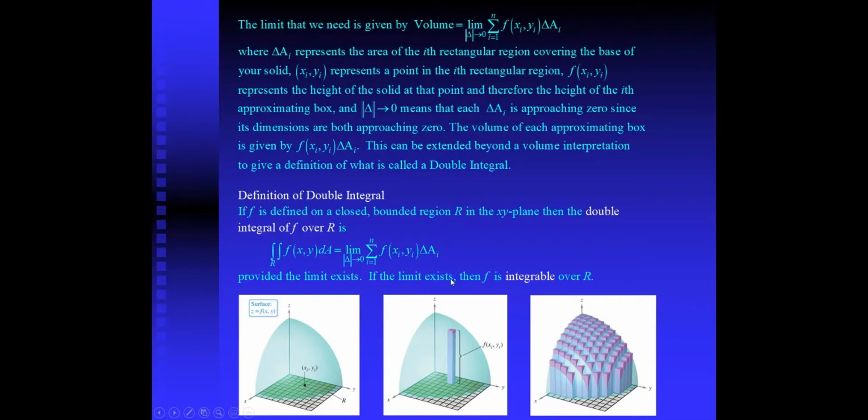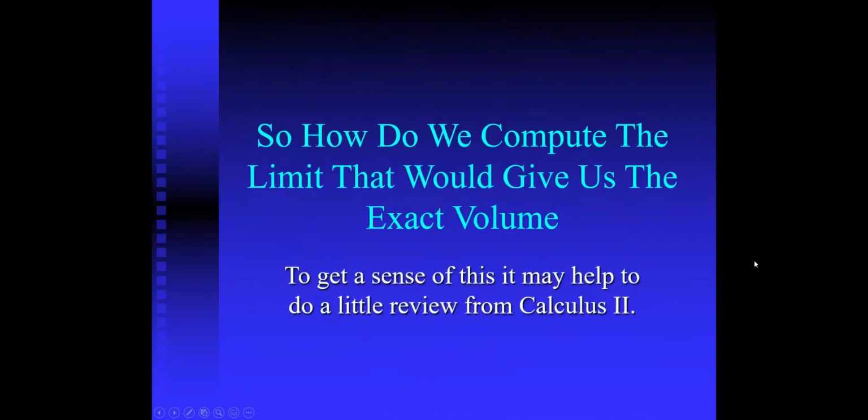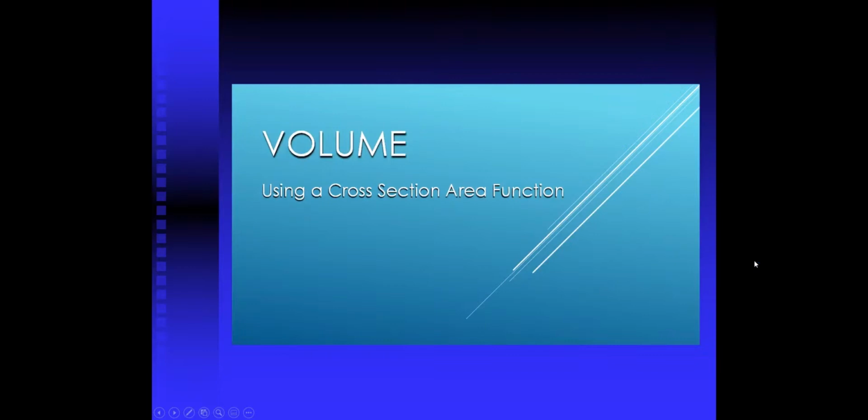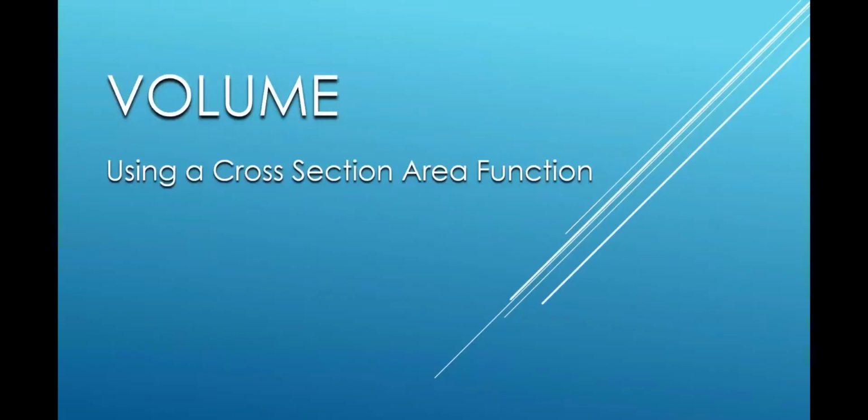If the limit exists, we say this is integrable, but how do we actually integrate it, as you're used to thinking of integrating, by finding antiderivatives of functions and computing the thing exactly? It may help to see how this is going to be pulled off by taking a little review of something from Calc 2, volume using a cross-section area function.